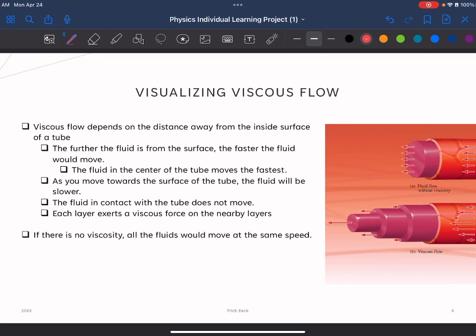As you can see in this picture, our center is going the fastest, while these two outer layers are going much slower. And the liquid that is in contact with this surface will not be moving. If we have no viscosity, all the fluids will be moving at the same speed as shown here. So when we are going against a viscous force, the outer layers will be moving slower than the inner layers.